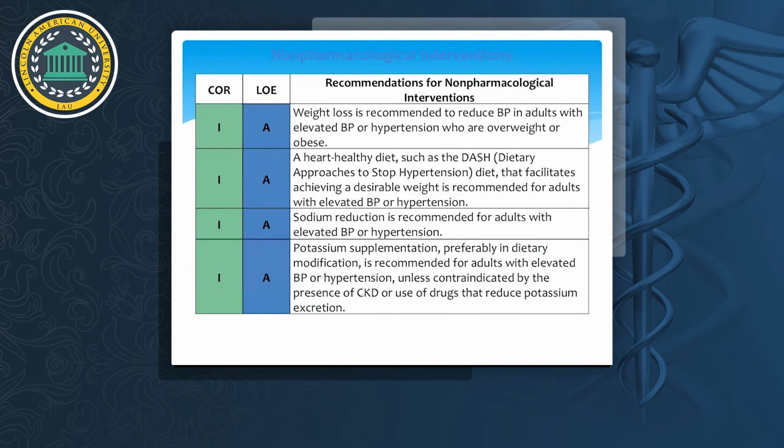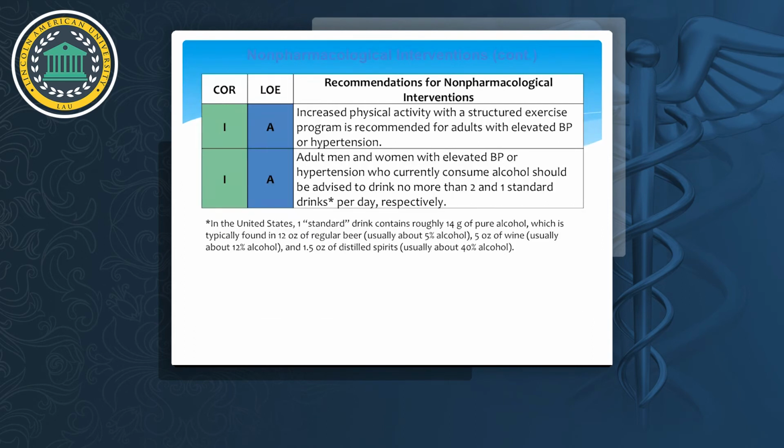And as per the guidelines, weight loss is recommended to reduce blood pressure in adults with elevated blood pressure or hypertension. Basically, everyone who has high or elevated blood pressure needs lifestyle modification. Weight loss, and the DASH diet, which is very important. DASH diet has been shown to decrease coronary artery disease and stroke risk by 21%. Then you have sodium reduction, potassium supplementation, increased physical activity, and restriction of alcohol intake.